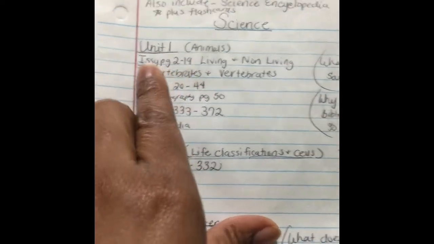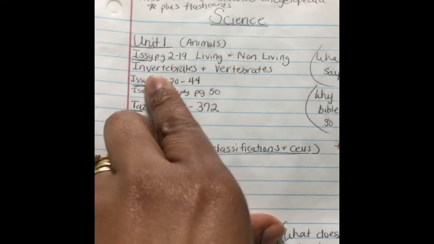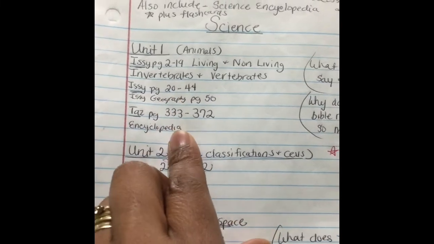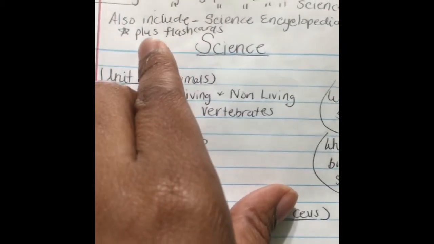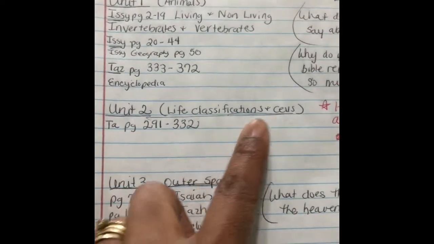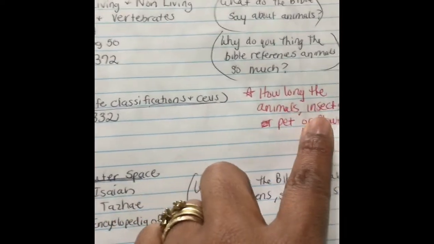But this is the science. In Unit 1, we're talking about animals. Isaiah's talking about living and non-living animals with vertebrates. She has something similar in her science textbook as well. So I'm using a DK find, I'm using the flashcards, I'm doing all this, and I have the page numbers in the book so that they can go to it.